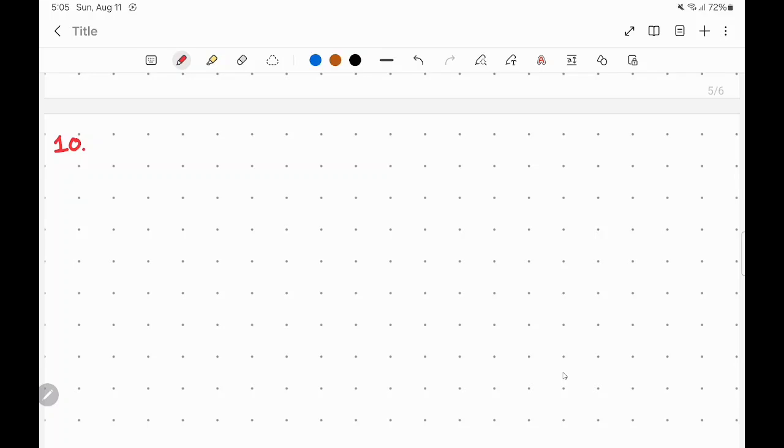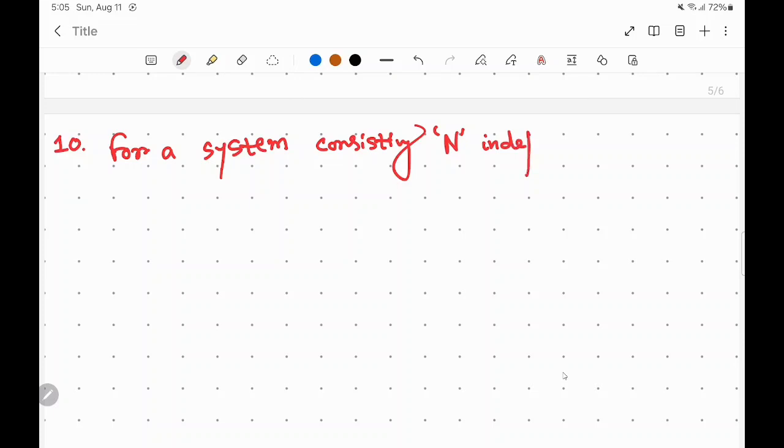For a system consisting of n independent molecules, choose the correct option.